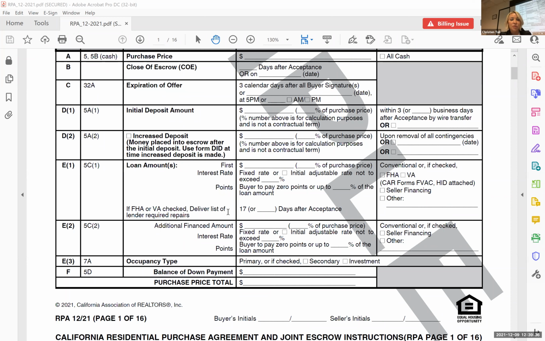Loan amounts. So if your buyer has a loan, you need to write in the loan amount. We used to have to write in the dollar amount on our old RPA. Because this isn't actually live yet, I haven't got to play around with how the functionality of filling it out works, but it'd be great if I could do the percentage. It'd be so much easier for me. I don't have to bust a calculator out.